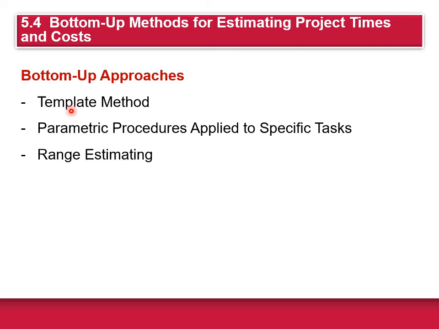For example, a ship repair dry dock firm has a set of standard repair projects for overhaul, electrical, mechanical. They use those as the starting point for estimating the cost and duration of any new project. The next method is what's called the parametric procedures. This is very similar to the top-down approach of estimation, but it's applied to the work at, again, the lowest level. So for example, let's say you have a person that's got a work package to wallpaper a room.